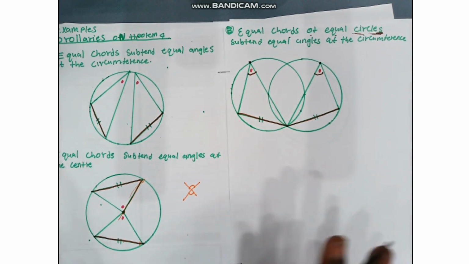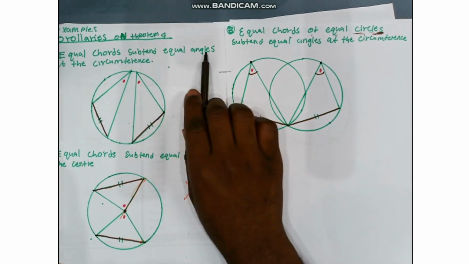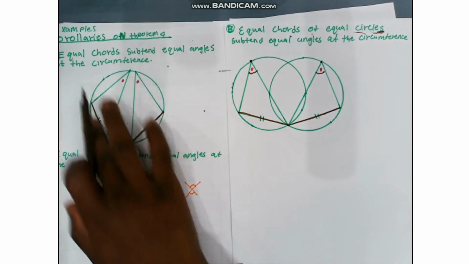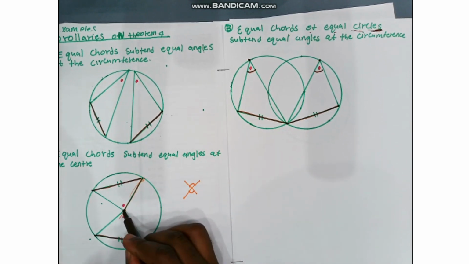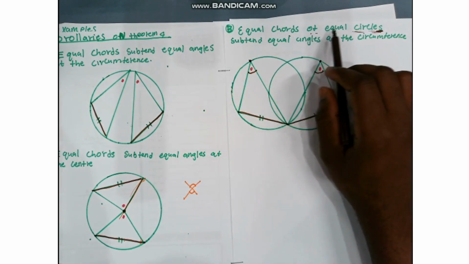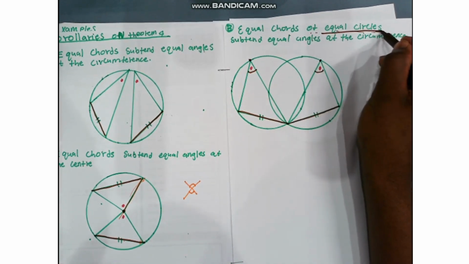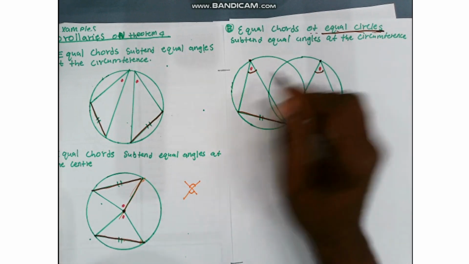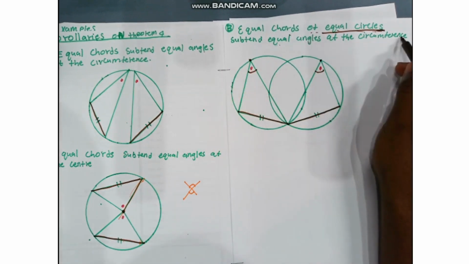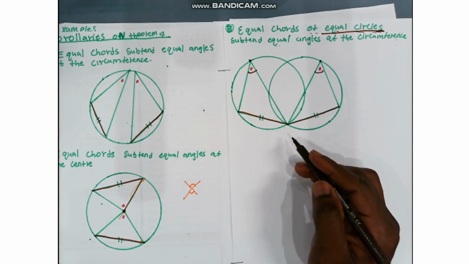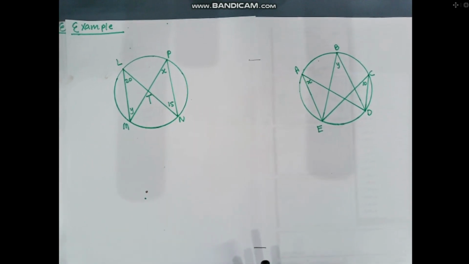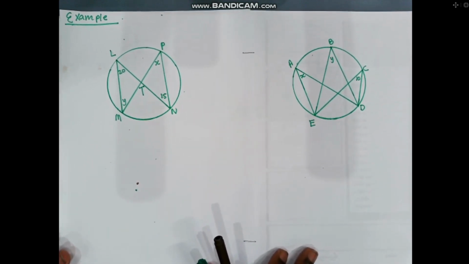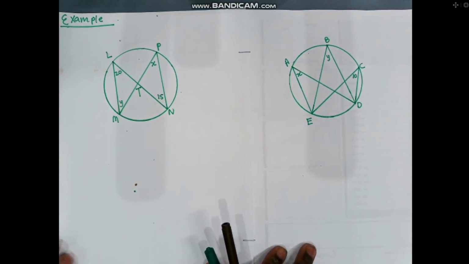These reasons are more or less the same, but they are not the same. They are very important. Equal chords subtend equal angles at the circumference, this is one circle. Equal chords subtend equal angles at the center. Equal chords of equal circles, this is very important. If you have two circles, they subtend equal angles at the circumference. I hope you understand. Thank you so much.